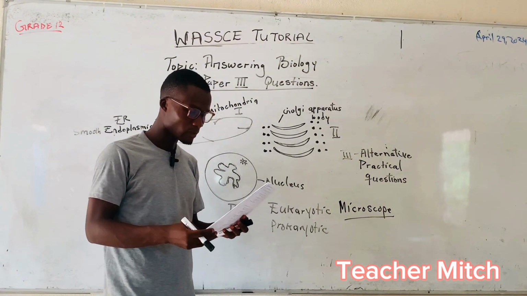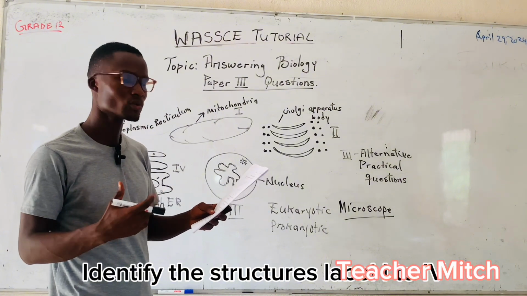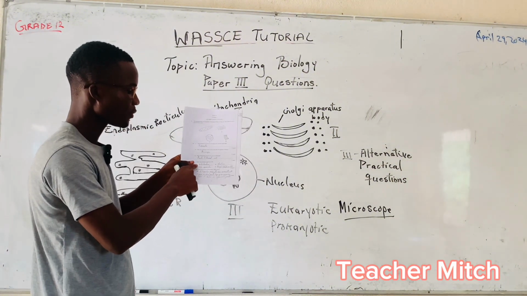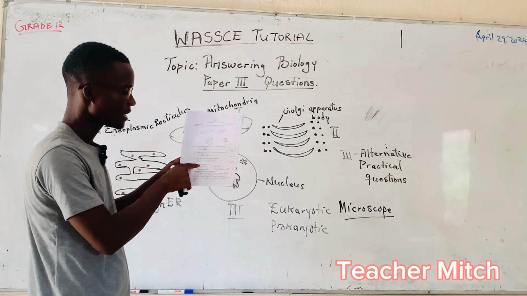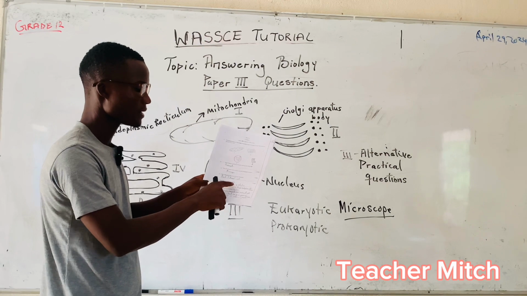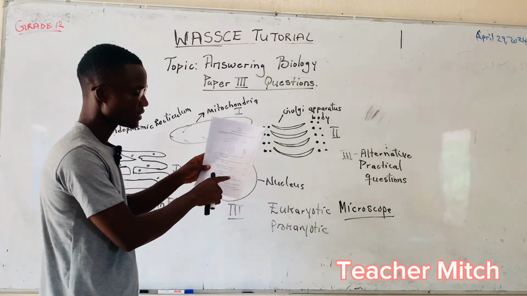Then the next question says we should identify the structures labeled 1 to 4. So we've already done them. In the space here, where they put R, you just take R and then put mitochondria. R2 for Golgi apparatus. Then 3, look for 3 when you see the nucleus. So you write here nucleus.